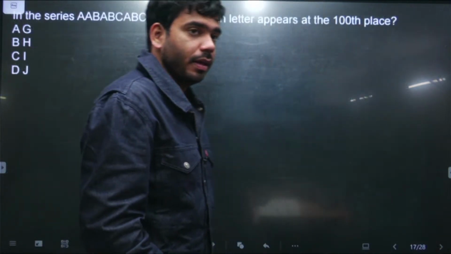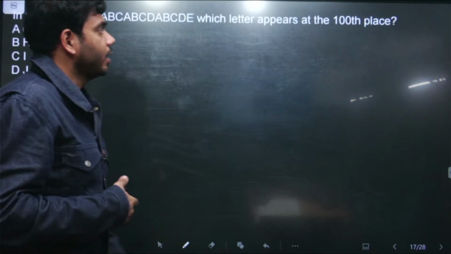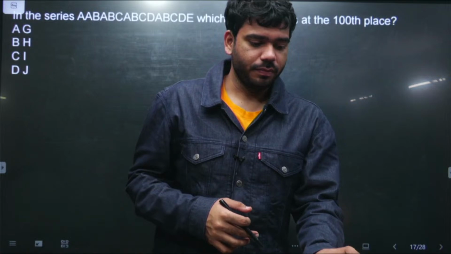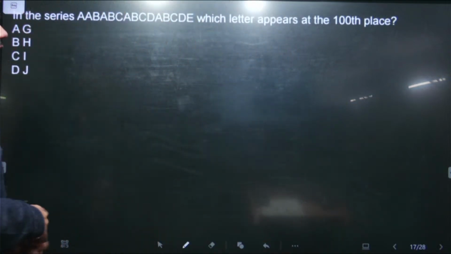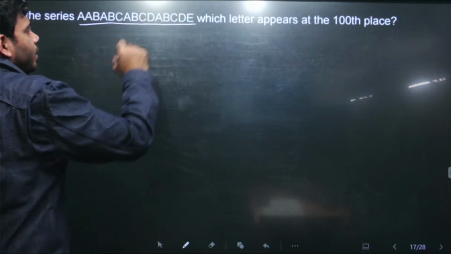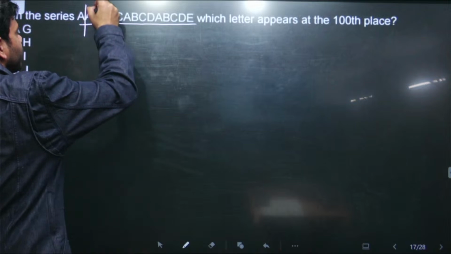Right? This is the next question. In a series, which letter appears at the 100th position? This is the next question and it is a very simple question. A series is given here. We need to find the letter that appears at the 100th position. So observing this, it is a series.